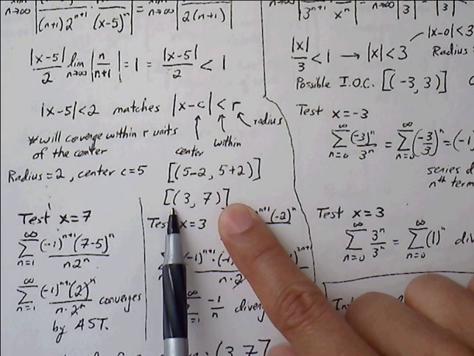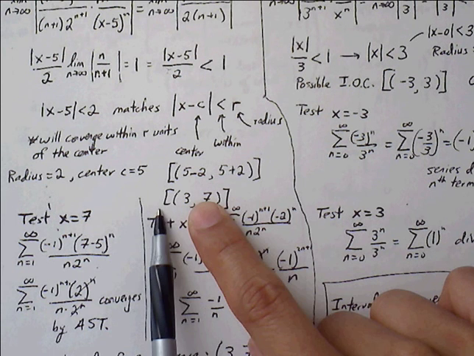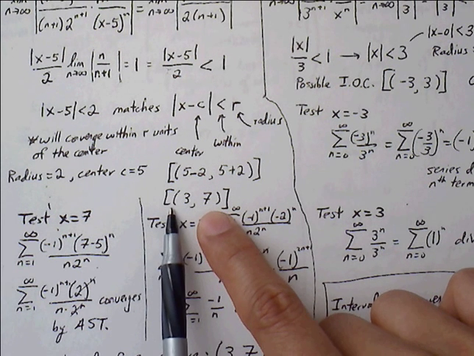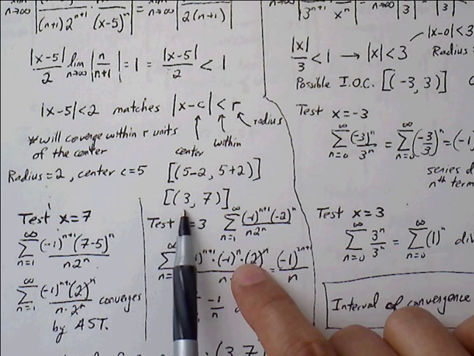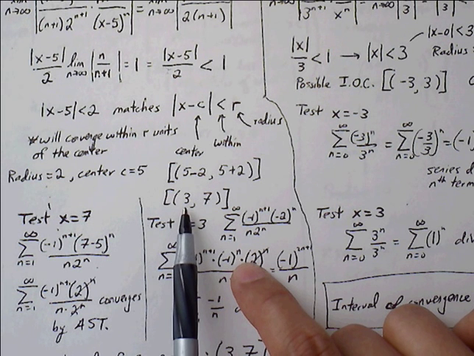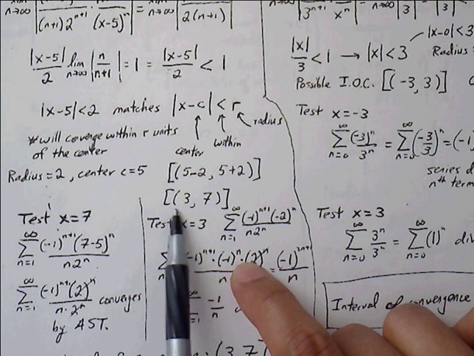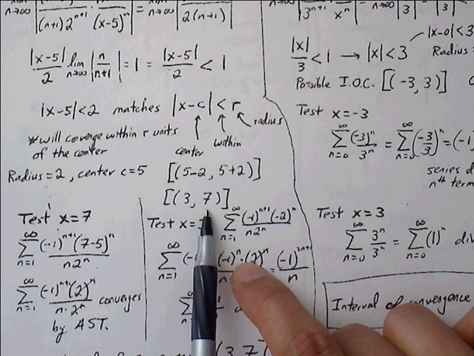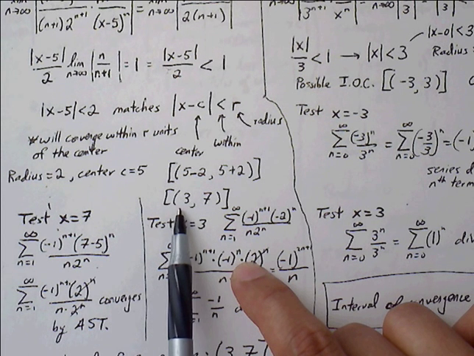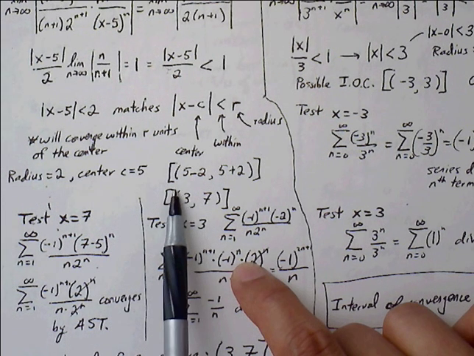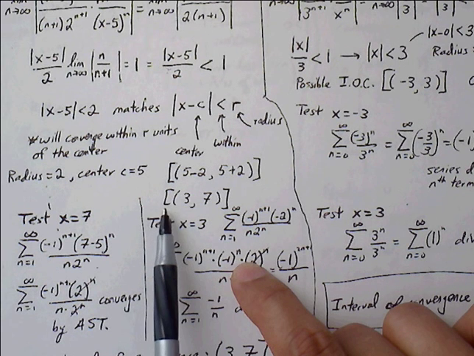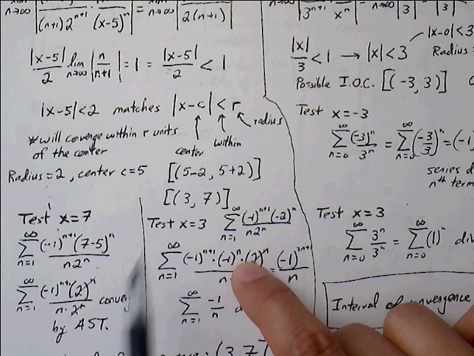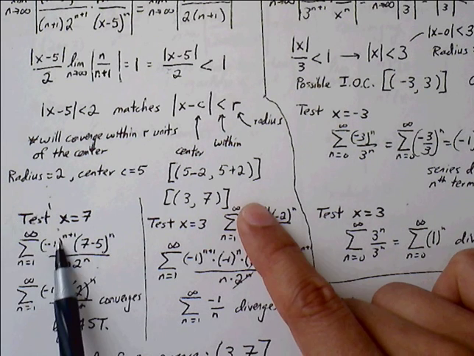Now, this is only the potential interval of convergence because we have to also consider the endpoints. So this series may or may not converge at 3, and it may or may not converge at 7. If it does not converge at 3, we have to use parentheses. If it does converge at 3, we're going to have to use the bracket for our interval. Okay, so let's test 7 first.